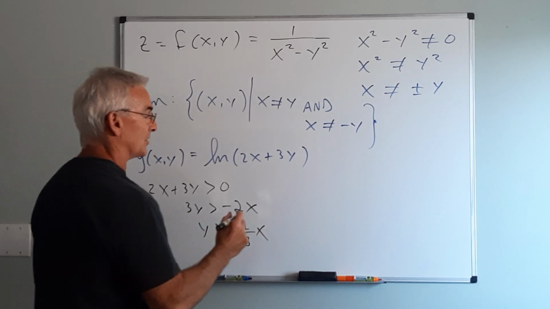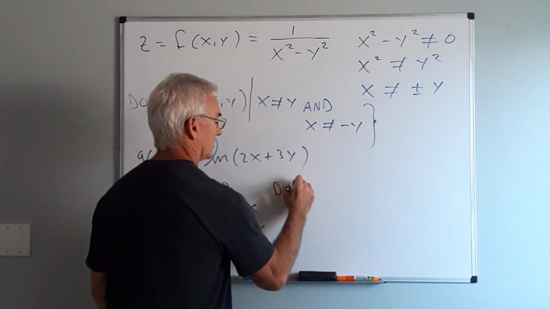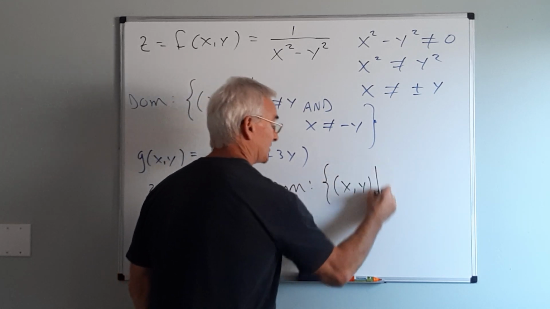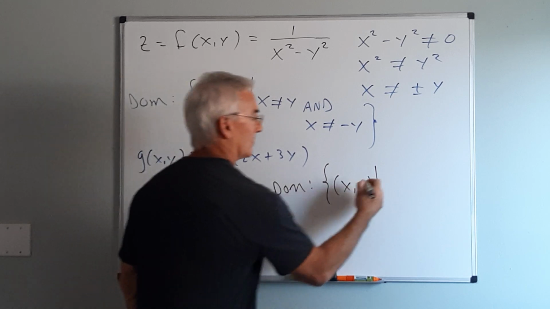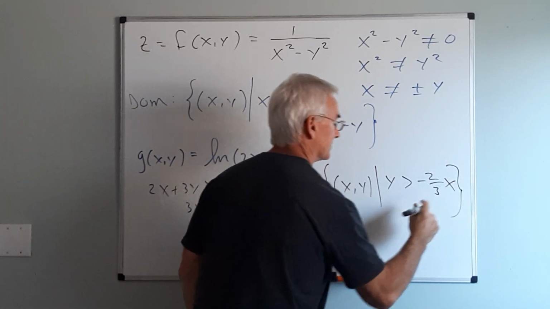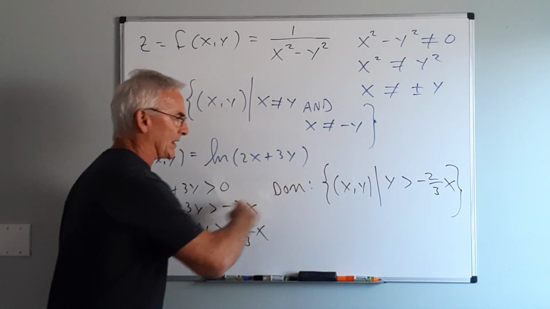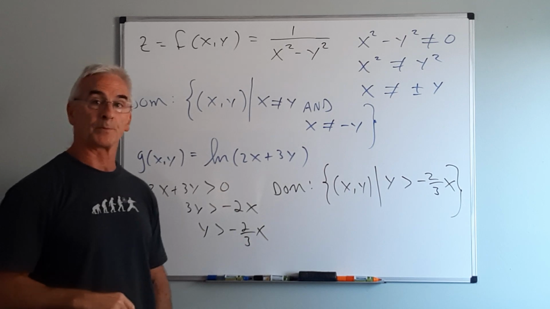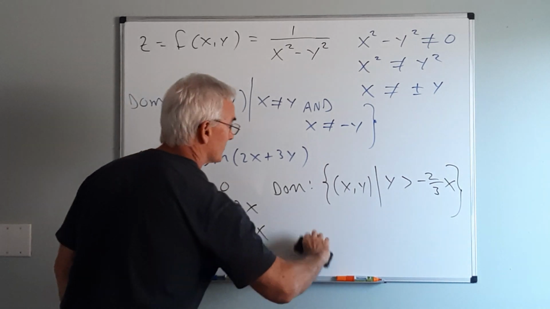So we would express our domain in this case as the set of all ordered pairs such that y is greater than negative 2/3 x. So this is the simplest way to state a domain if we're in 3 dimensions. Again, we're indicating all of the ordered pairs we can use.